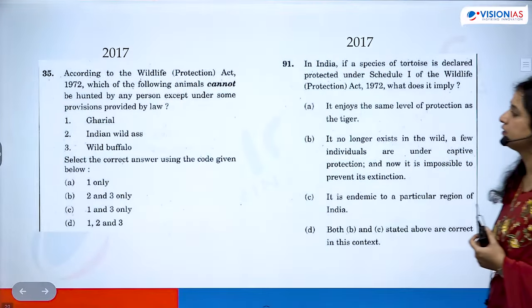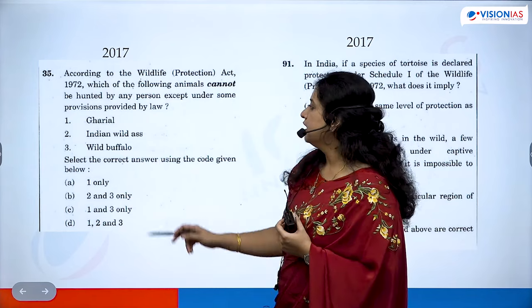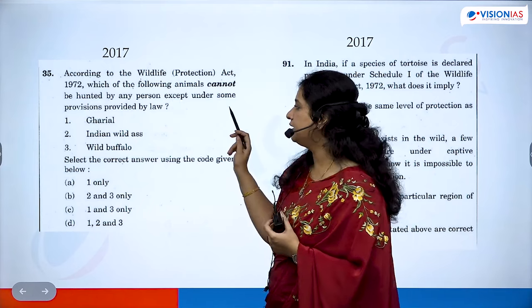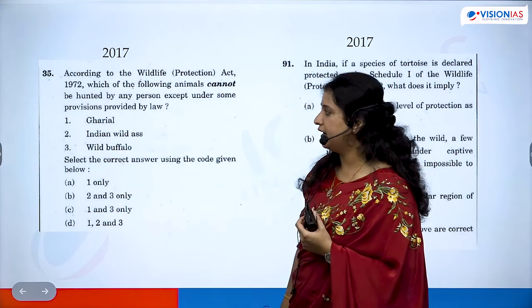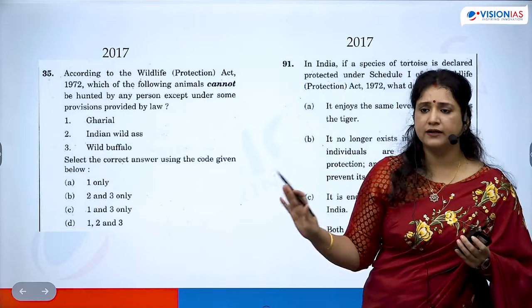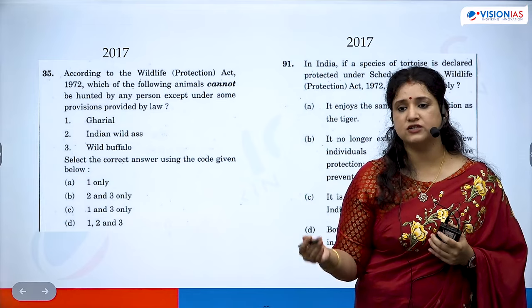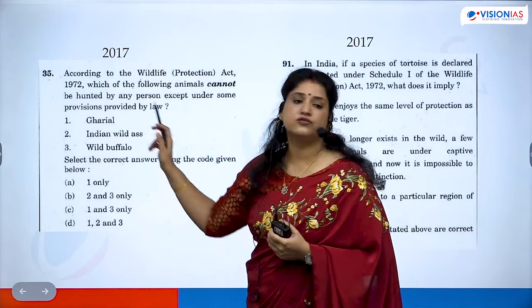Chalo, next. Again, Wildlife Protection Act 2017 question. According to this act, which of the following animals cannot be hunted by any person unless some provision is provided by law? That means they cannot be hunted at all. So that means they get the maximum protection, that is under Schedule 1. And all of them are there.